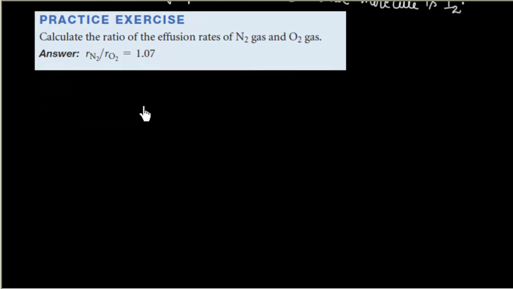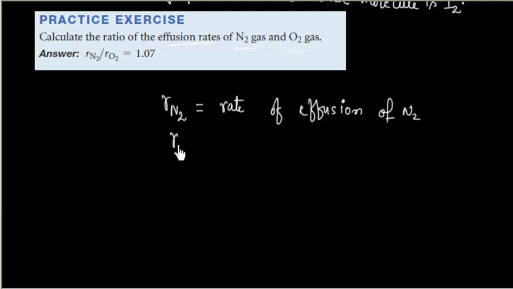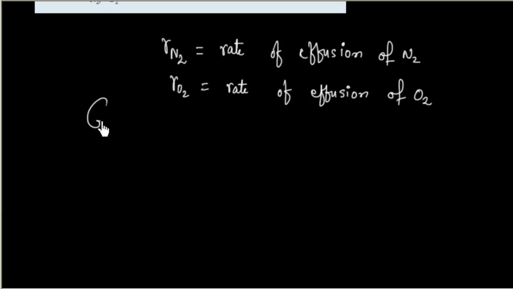Now let us discuss this practice problem. You can do it yourself. Calculate the ratio of the effusion rate of nitrogen to oxygen. Same idea, let us say RN2 denotes the rate of effusion of nitrogen, and RO2 denotes the rate of effusion of oxygen.